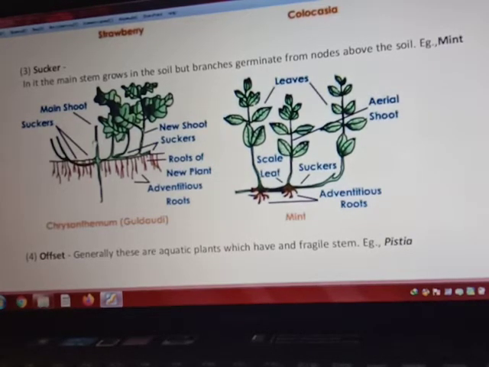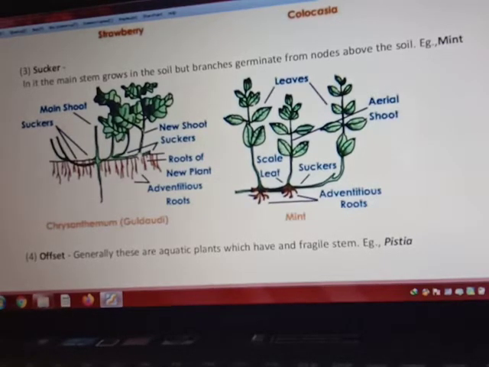You can see here in the structure, the main stem is growing inside the soil. Okay, this green one. And from the main stem further, from the nodes, branches are arising. In case of sucker, first of all, the main stem grows inside the soil, and from the main branch, further branches are growing. This one. All of these are branches which are growing from the main stem from the different nodes. This is a node. This is a node. These are arising from the same node. This is the next node.